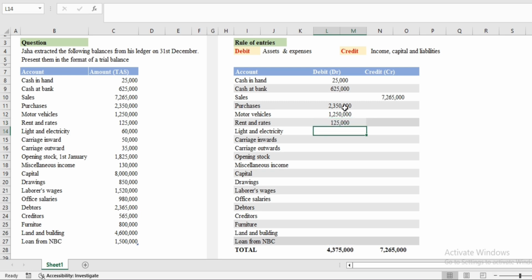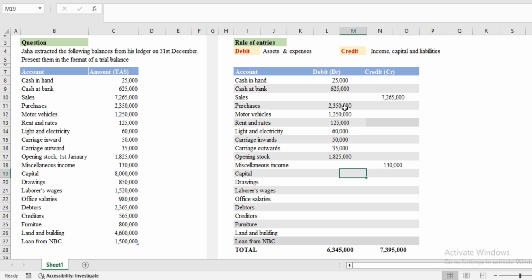Light and electricity as well are expenses, so they're also going to be put on the debit side. Carriage inward is also an expense, so it is also going to be put on the debit side. Carriage outward is also an expense. Opening stock is an asset, so it is going to be put on the debit side. Miscellaneous income, this is income, so it's naturally going to be on the credit side. The rule of entry says income accounts are going to be credited, so you're going to credit the amount.